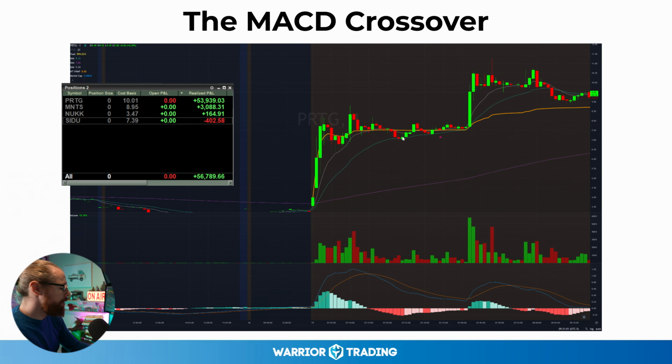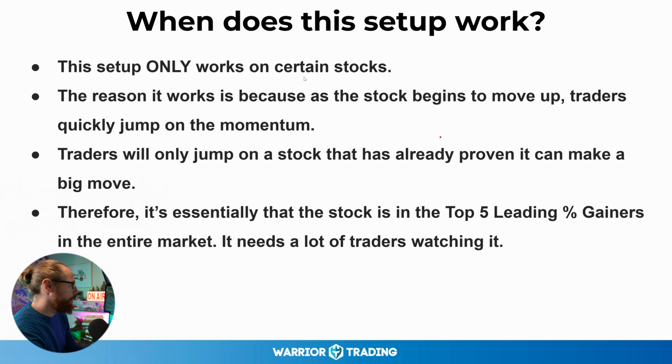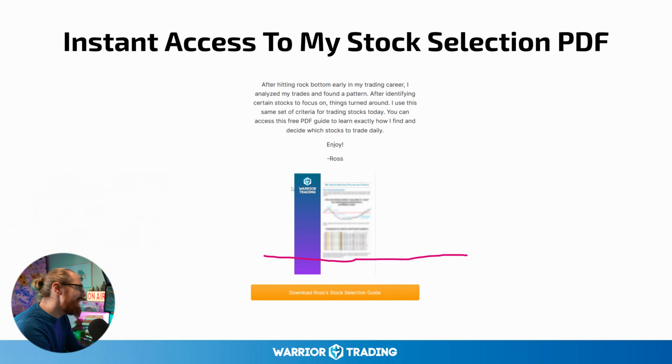Okay, so if we go back to this slide, when does this setup work? It only works on certain types of stocks. And the reason it works is because as the stock begins to move, traders jump on quickly. So traders will only jump on a stock that's already proven that it can move big, right? They're not going to jump on a stock that's having a MACD crossover that's only up 1% on the day. So therefore, it is absolutely essential that the stock is in the top 5% leading gainers in the market. Sorry, this is a typo here, but it's essential. It needs a lot of traders watching it in order for it to get that big breakout.